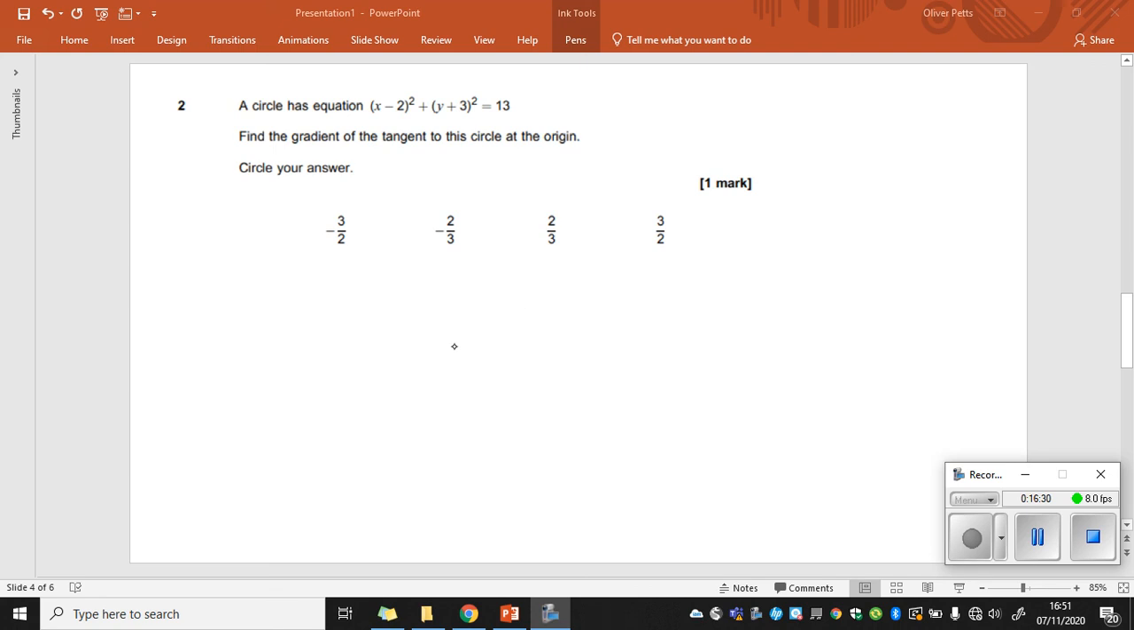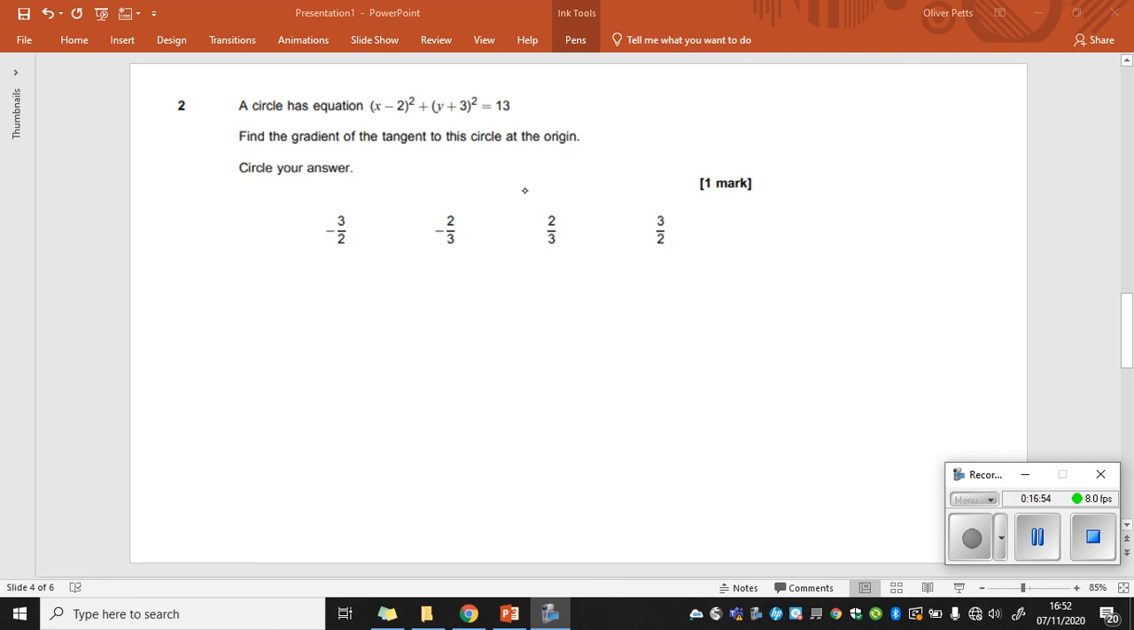Okay, question 2. A circle has the following equation. Find the gradient of the tangent to the circle at the origin. Circle your answer. So this is a multiple choice question. It's only 1 mark, but don't be deceived. It doesn't mean it's just going to be a quick work it out in your head and find the answer. It means that the skill required is going to be relatively simple. Just make sure you don't make any daft mistakes.